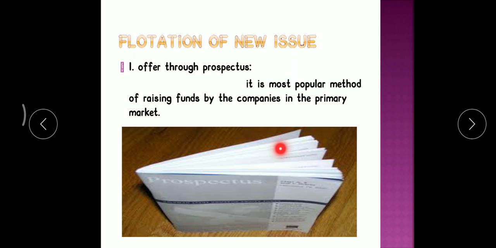This prospectus will be advertised in a leading newspaper as well as magazines, as an invitation to the general public to apply for or subscribe to the shares of a particular company. Here it is direct selling; there are no intermediaries and no brokers. The company is directly inviting the public to subscribe to its shares. That is what we call offer through prospectus.